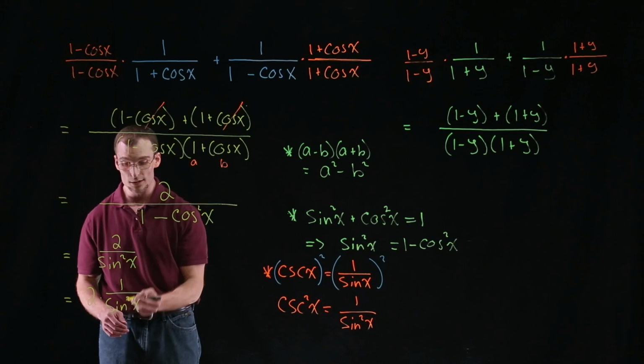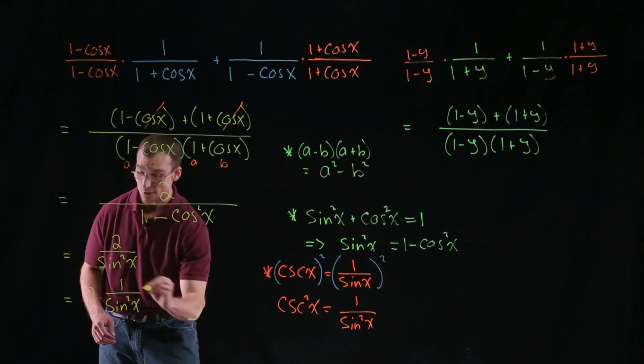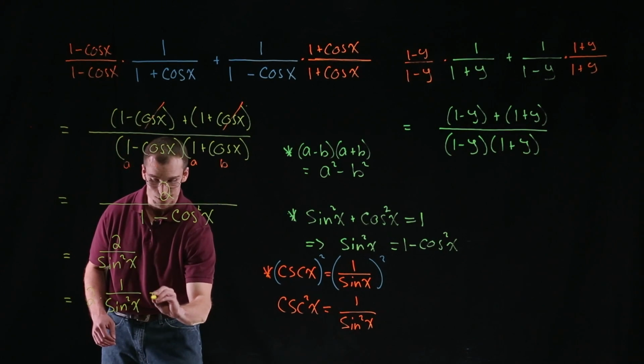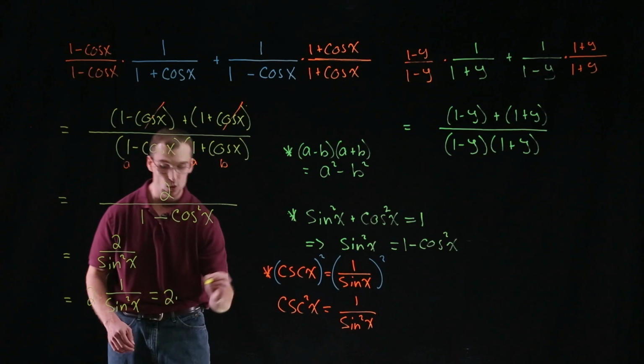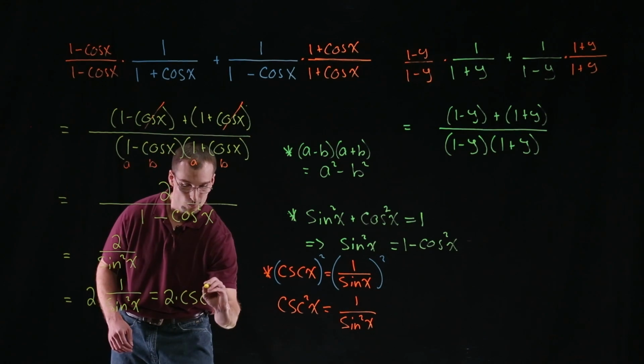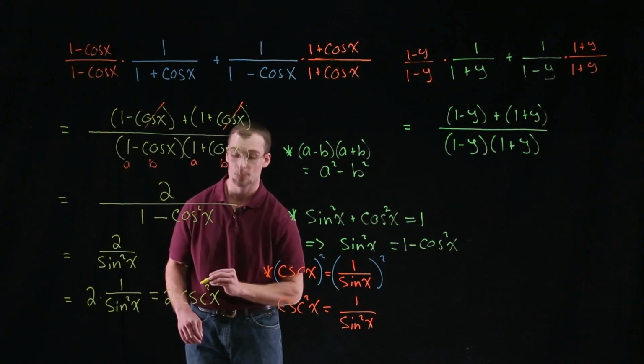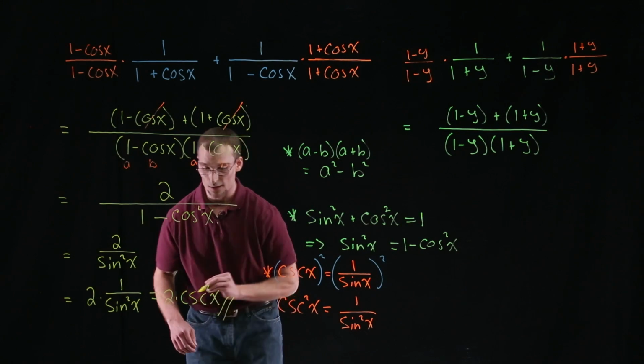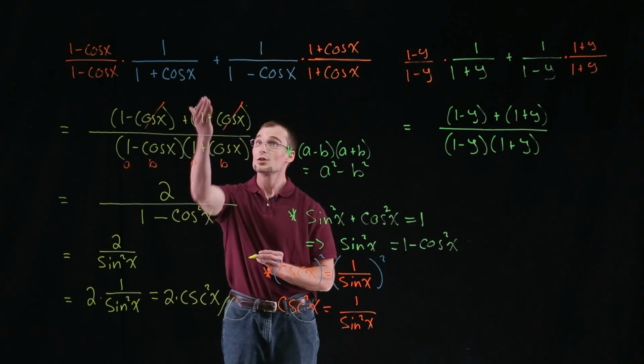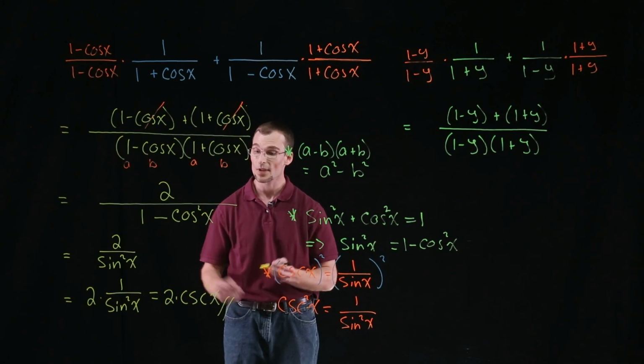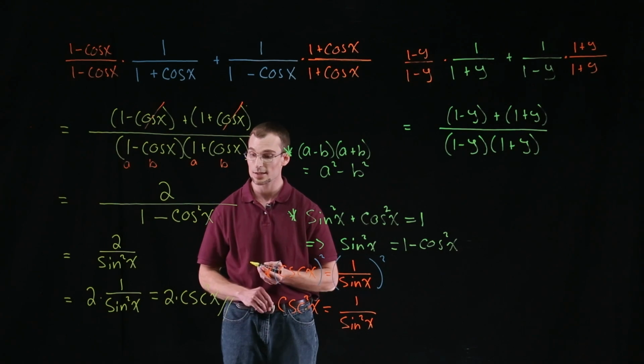So 2 times 1 divided by sine squared x is going to be 2 times cosecant squared x. And I'd say we're done simplifying that. So we added a trigonometric expression and simplified it with our fundamental trig identities to get 2 times cosecant squared x. Thank you very much.